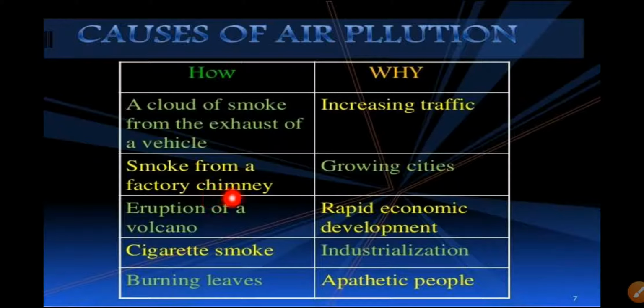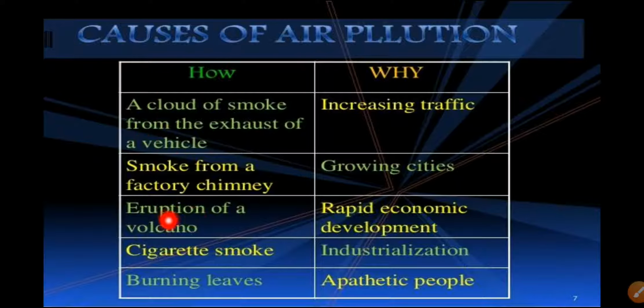Again, smoke from factory chimneys. In the previous slide I also showed the chimneys; smoke is released from the chimneys. So factories are also responsible for air pollution. Eruption of volcano: here you can see that because of volcanic eruption, different types of gases and smoke are released into the air, which is responsible for air pollution. Now cigarettes: many people smoke, so cigarettes are also responsible for air pollution. And burning leaves in the farm: dried leaves and dried branches are burned by farmers, which is responsible for air pollution. So these are the causes of air pollution, or how air pollution is caused.